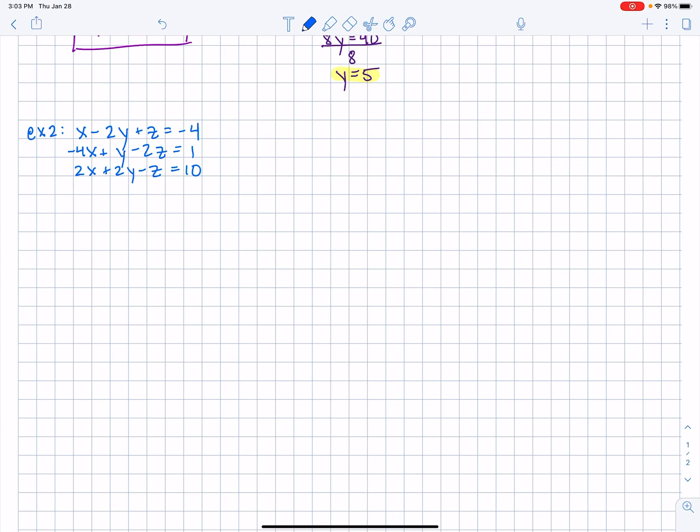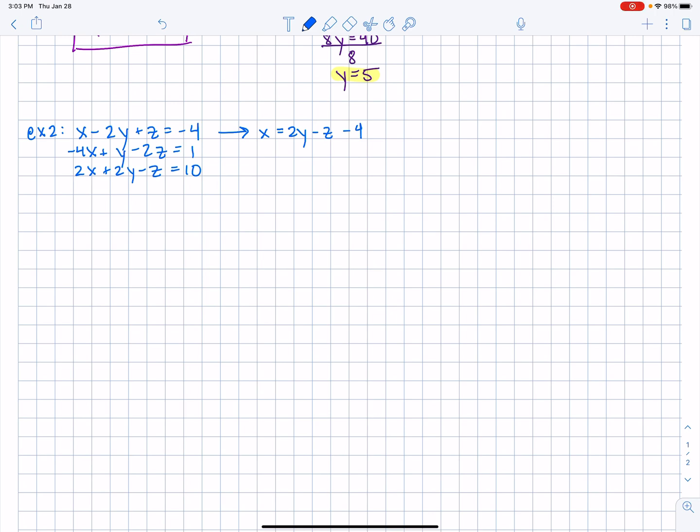Okay, so for this one, we are solving by substitution, meaning that we need to isolate a variable first. I'm going to isolate x in this top equation because my leading coefficient's 1. You, of course, could isolate z too. That'd be a good option. I'm going to add 2y and minus z to both sides. So x is equal to 2y minus z minus 4.